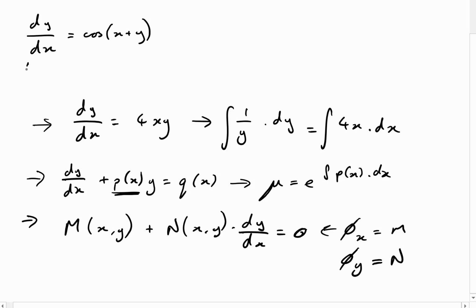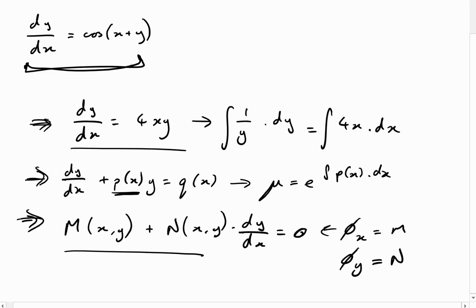But look at this now. This is what we've got here. Well, this isn't in any one of these forms, because we can't separate it. We can't separate it because we've got an x plus y inside a cos function. So we can't separate it very easily. So we can't use this, we can't use this, and it's not looking linear because there's no y being multiplied by it.